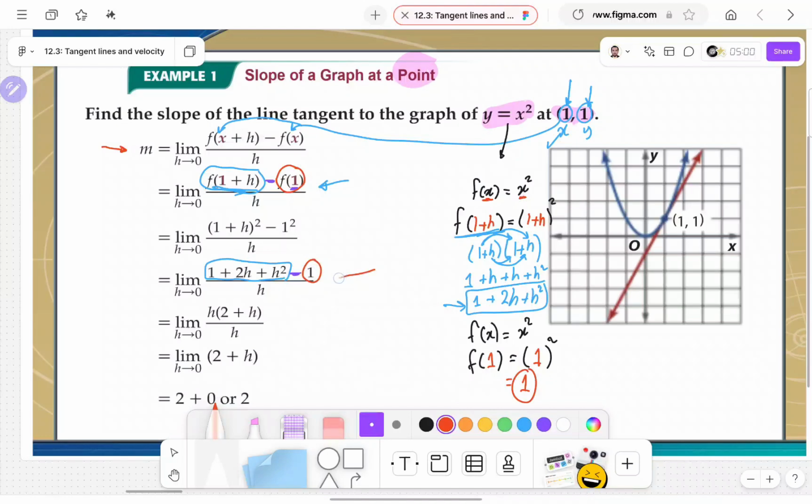As you can see, I reached this step by doing these two steps. First, we find f of 1 plus h. The second step, we find f of 1. I hope you understand this. Now, let's go to the next part.